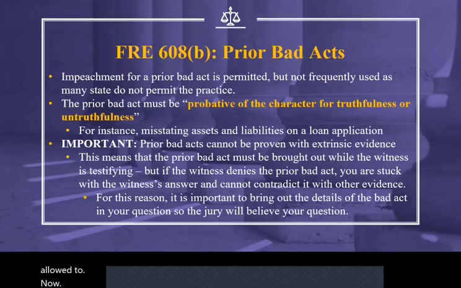Now, when we're talking about prior bad acts, it can literally be anything that shows that they're truthful or not truthful. So for instance, if we're talking about a loan application, right? On the loan application, you have to list your assets and your liabilities, right? Money that you owe, things that you have. And as I'm digging, and maybe it's not even related to the case, I find in your background that you weren't completely honest. Maybe you weren't lying, but you legitimately misstated what you had.